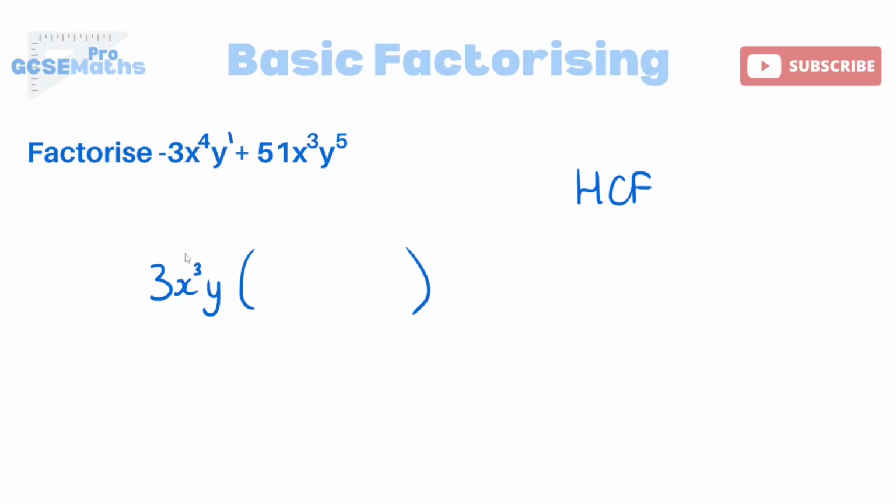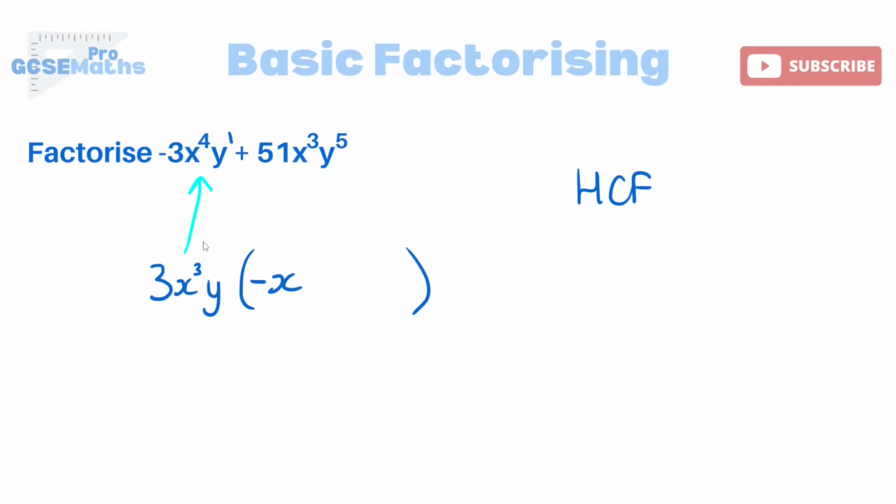So now on the inside, how do I get from 3x cubed y back to negative 3x to the power of 4y? Well, first of all, you can see that we need a negative because the 3 on the outside is positive. They're both already 3, so we don't need to change the number. However, when you look at the x's, we're missing one x, aren't we? Or x to the power of 1. So I'm going to put x here. And again, the y's are already the same. So the only thing missing was the minus x.